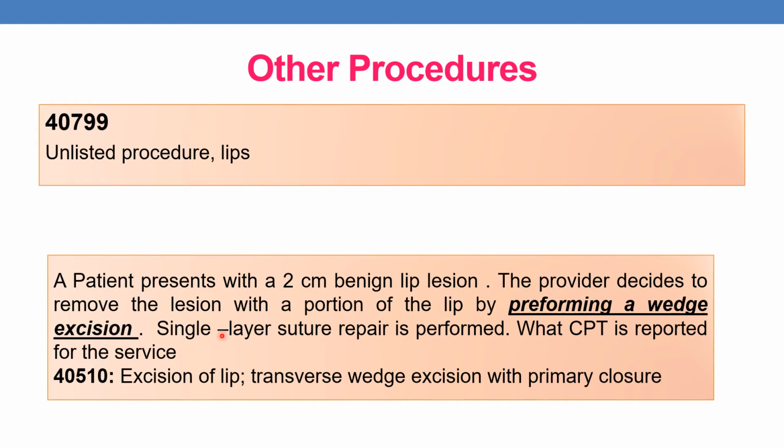Now let us see an example. A patient presents with a 2 centimeter benign lip lesion. The provider decides to remove the lesion with a portion of the lip by performing a wedge excision. Single layered suture repair is performed, that is, primary closure is performed. What CPT is to be reported for this service? The correct CPT is 40510. It deals with excision of lip, transverse wedge excision with primary closure.